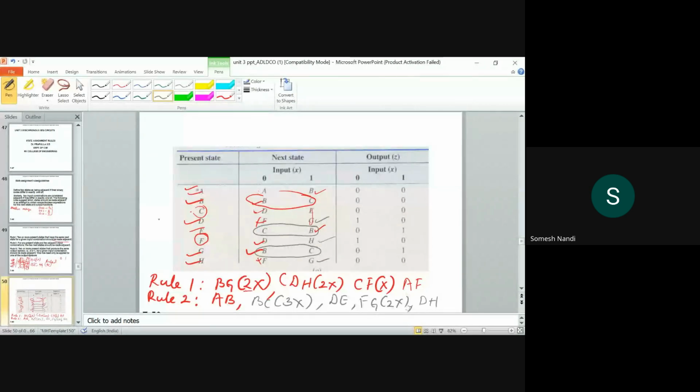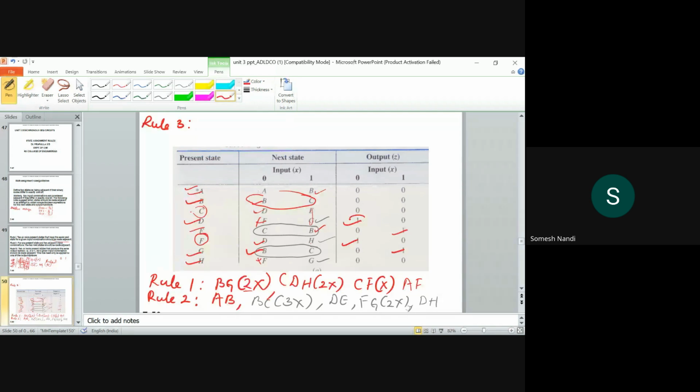Next one is rule 3. Rule 3, what it says is, two or more present states that produce the same output symbol, that is 0 or 1, can be made adjacent. This rule has to be applied for any one of the input symbols. Here, they have applied for 1 as the input symbol. See, 1 is appearing here, 1 is appearing here. This here, 1 is here. So you can make those combinations.